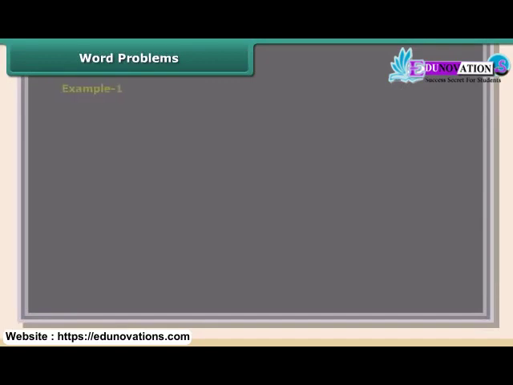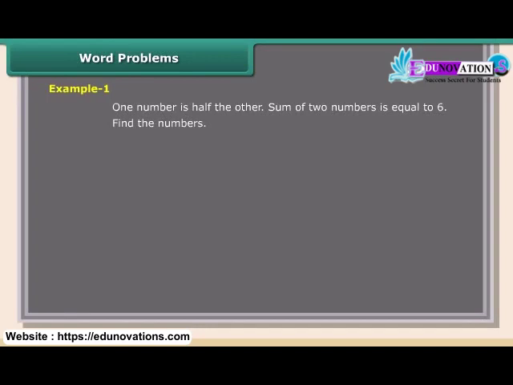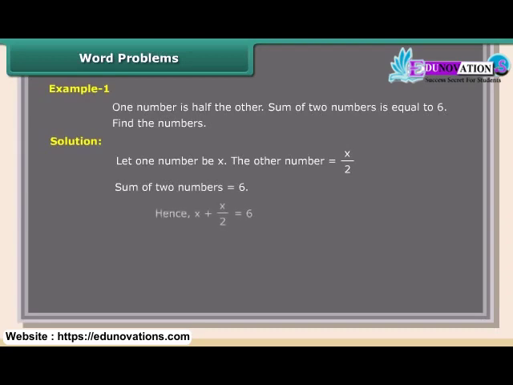Word problems. Example 1. One number is half the other. Sum of two numbers is equal to 6. Find the numbers. Solution. Let one number be x. The other number is equal to x/2. Sum of two numbers is equal to 6. Hence, x + x/2 = 6. That is, 3x/2 = 6, or x = 12/3, which is equal to 4. The numbers are 4 and 2.